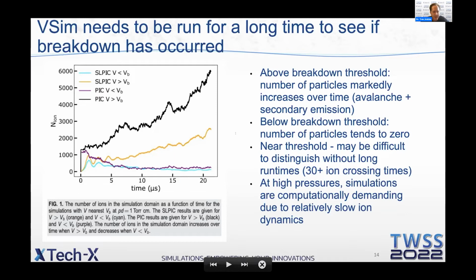And if you're right on the border, you're going to have to run a long time before you know if you're getting gradually more or gradually less. So these simulations are very demanding computationally. Clearly the mass ratio of electron to argon is going to be problematic for your dynamics if you're trying to look at the argon physics. So we use speed limited PIC to bring that ratio down a bit.